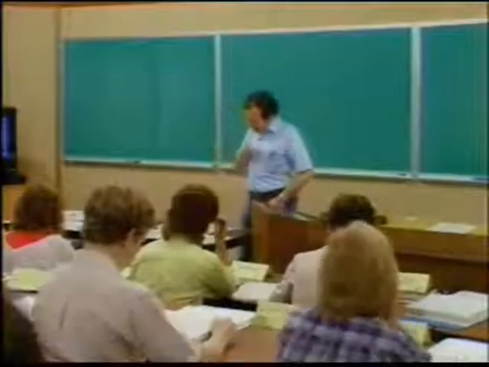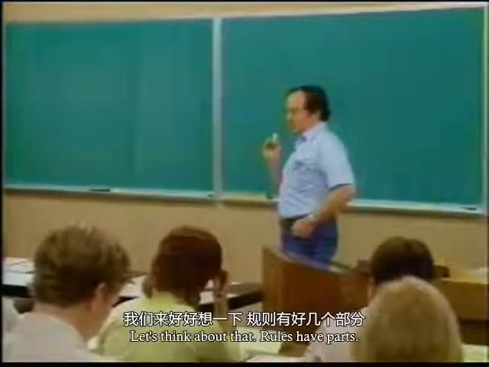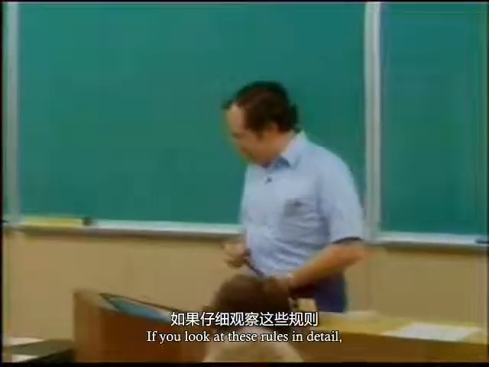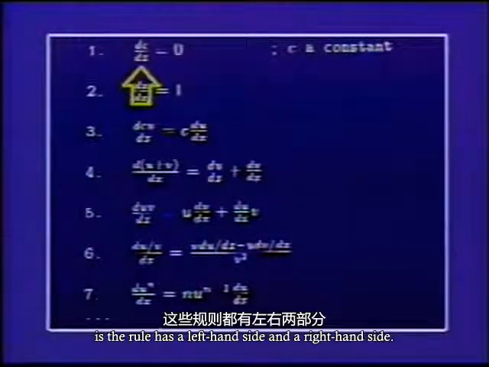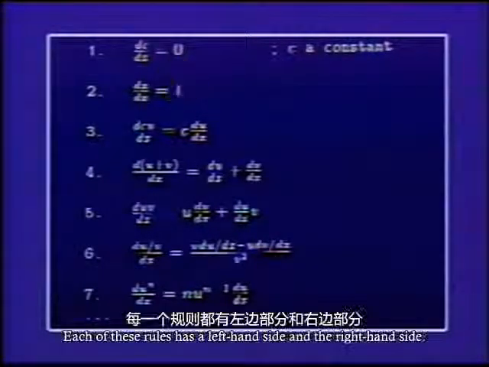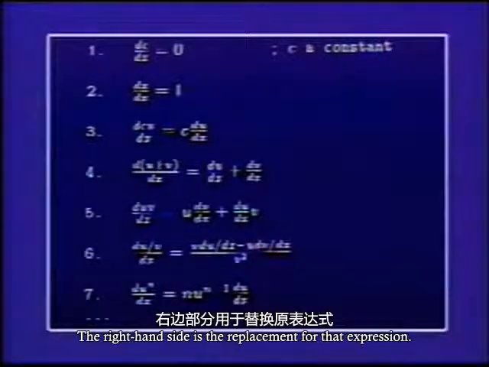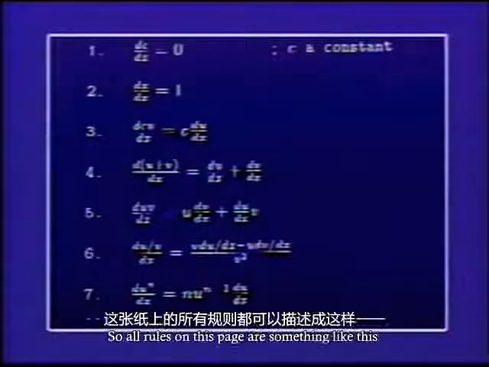Well, what's a rule, first of all? What are these rules? Let's think about that. Rules have parts. If you look at these rules in detail, what you see is that each rule has a left-hand side and a right-hand side. The left-hand side is somehow compared with the expression you're trying to take the derivative of. The right-hand side is the replacement for that expression.